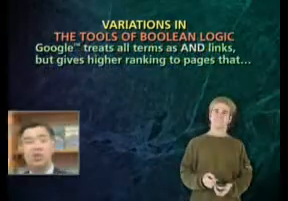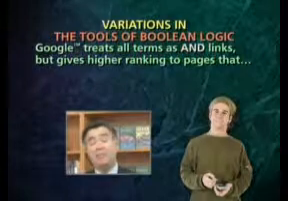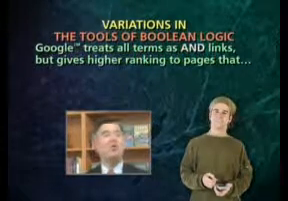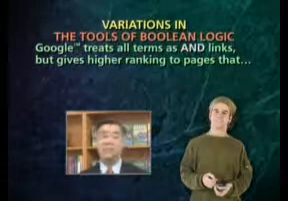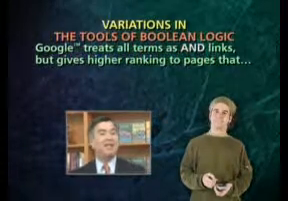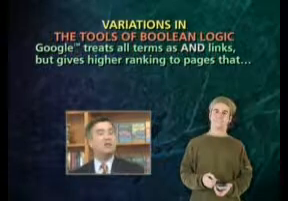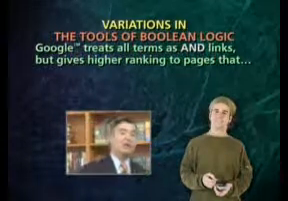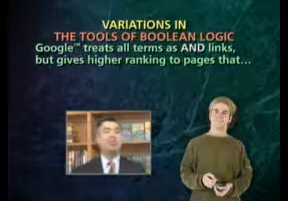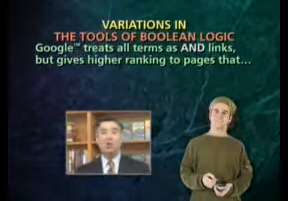Now, Google treats all terms as and links, but it gives higher ranking to pages based on various characteristics, most of which are known and publicly understood. But with experimentation, you'll begin to get a feeling for the kinds of pages that tend to migrate to the top of the search engine's list. In other words, the first page or two of results that you get when you do a search.